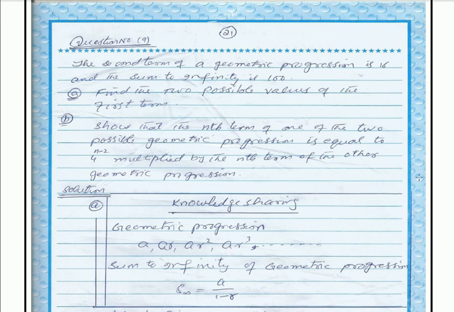In question number 9, the second term of a geometric progression is 16 and the sum to infinity is 100. Part A, find the two possible values of the first term.